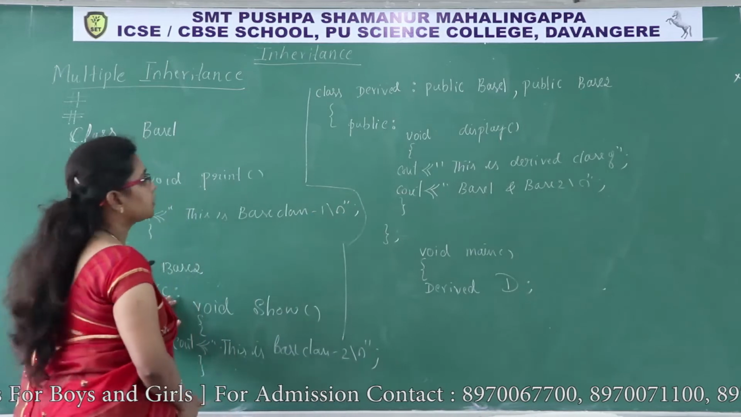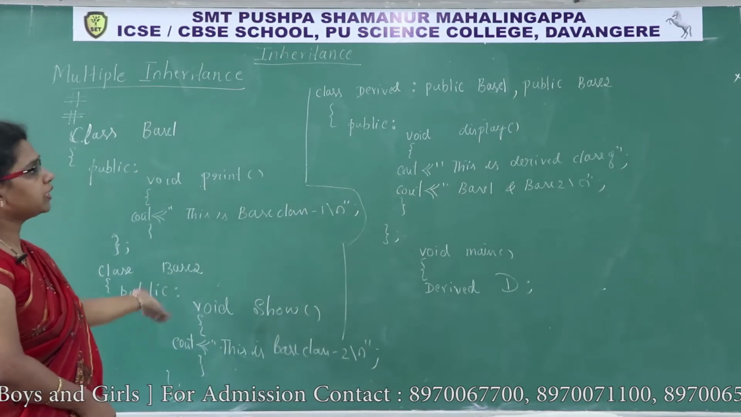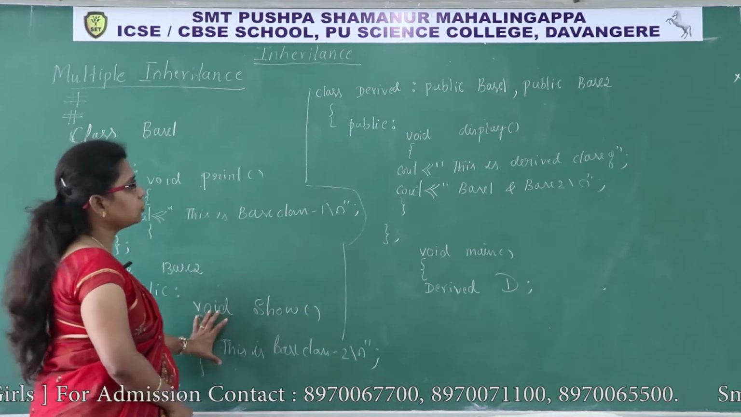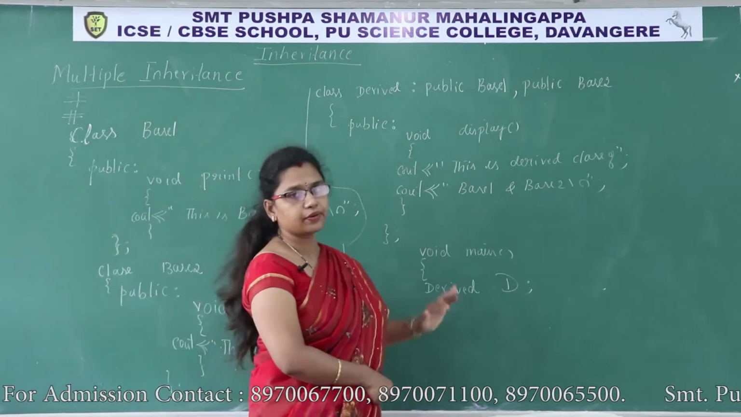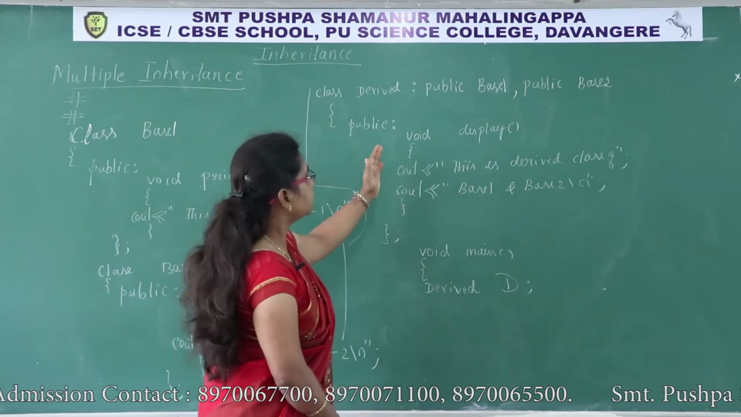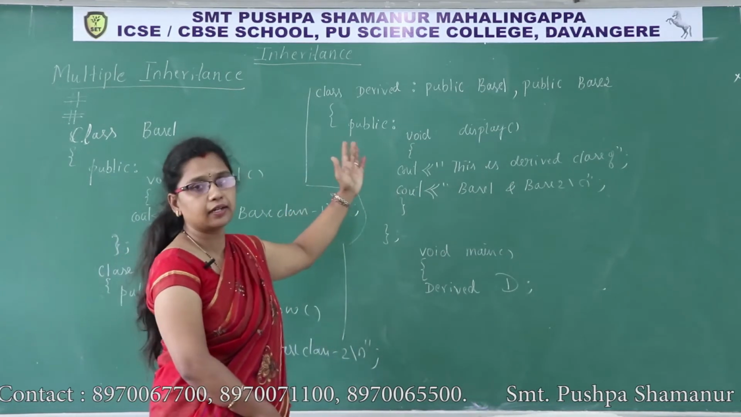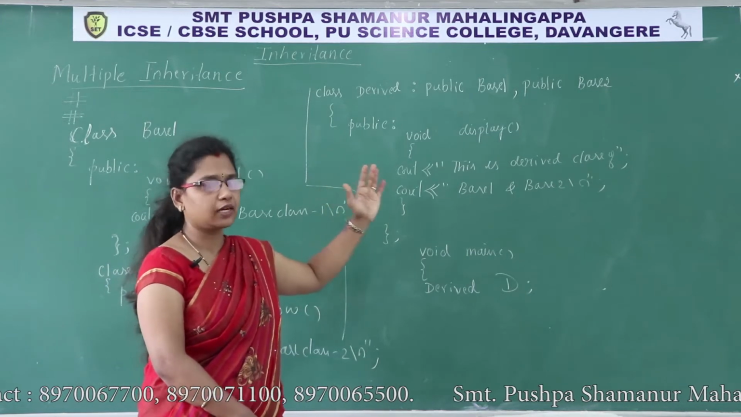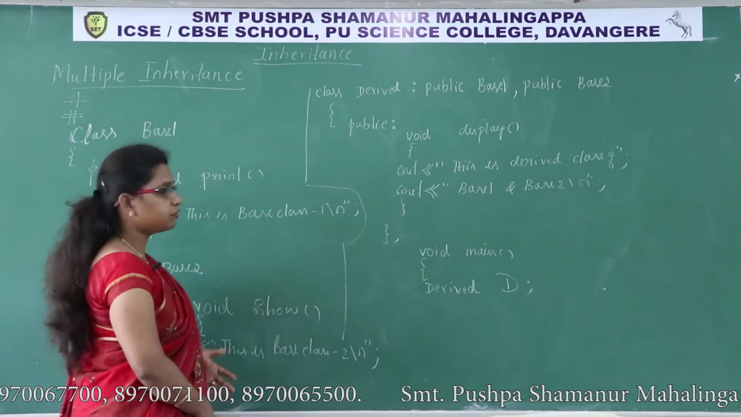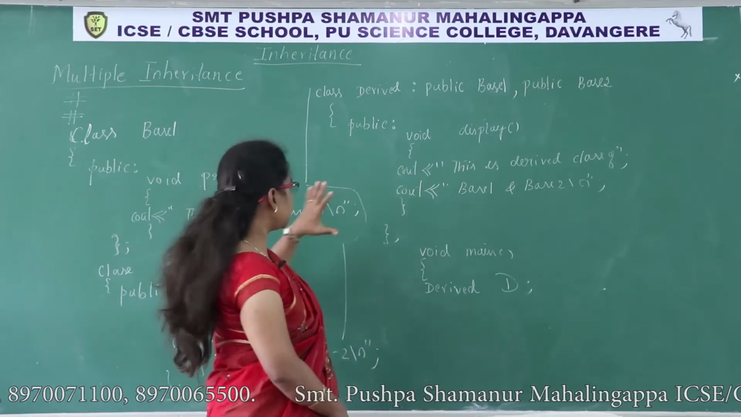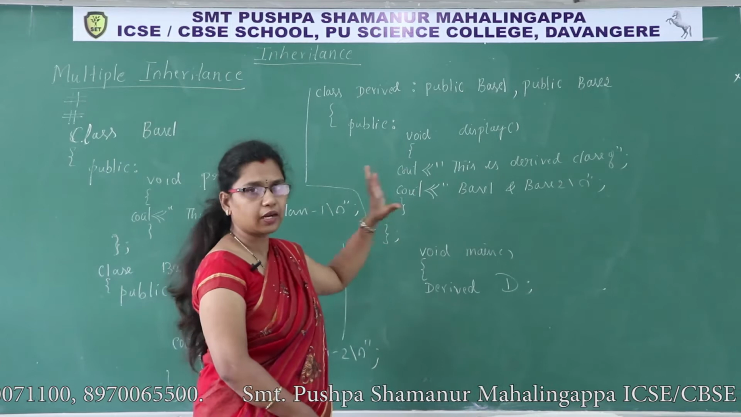And another class, base 2, that is also inherited in public mode. This show function is also inherited to the public section of the derived class. Now, in total there are 3 functions in the public access specifier of derived class derived. I hope you are understanding. So these 2 member functions are in the public section. The visibility mode is public, so these 2 become the public members of the derived class.